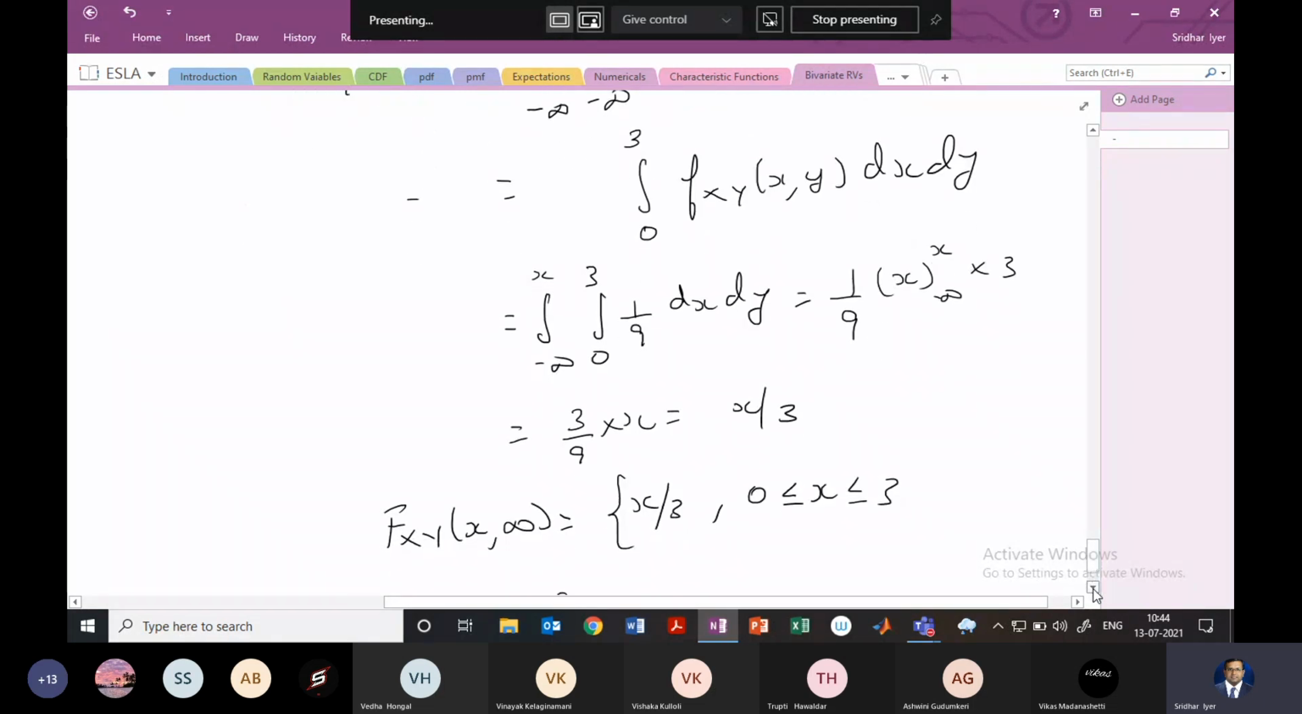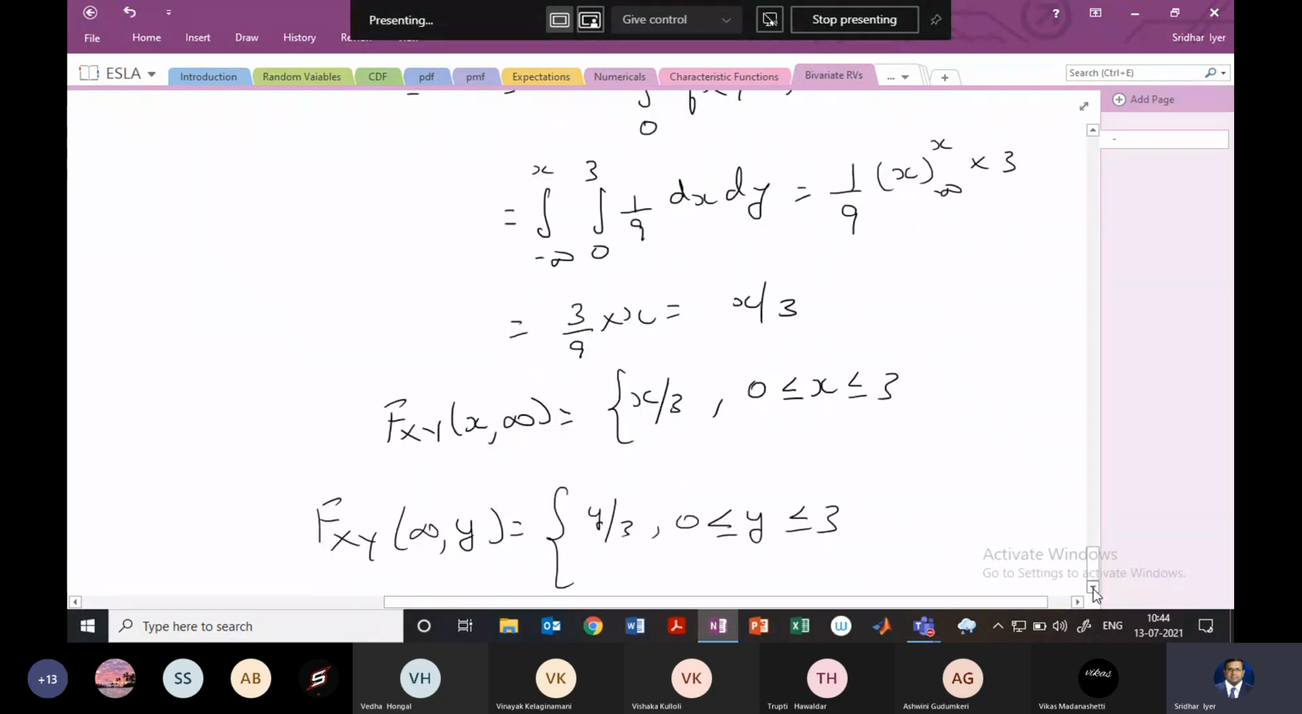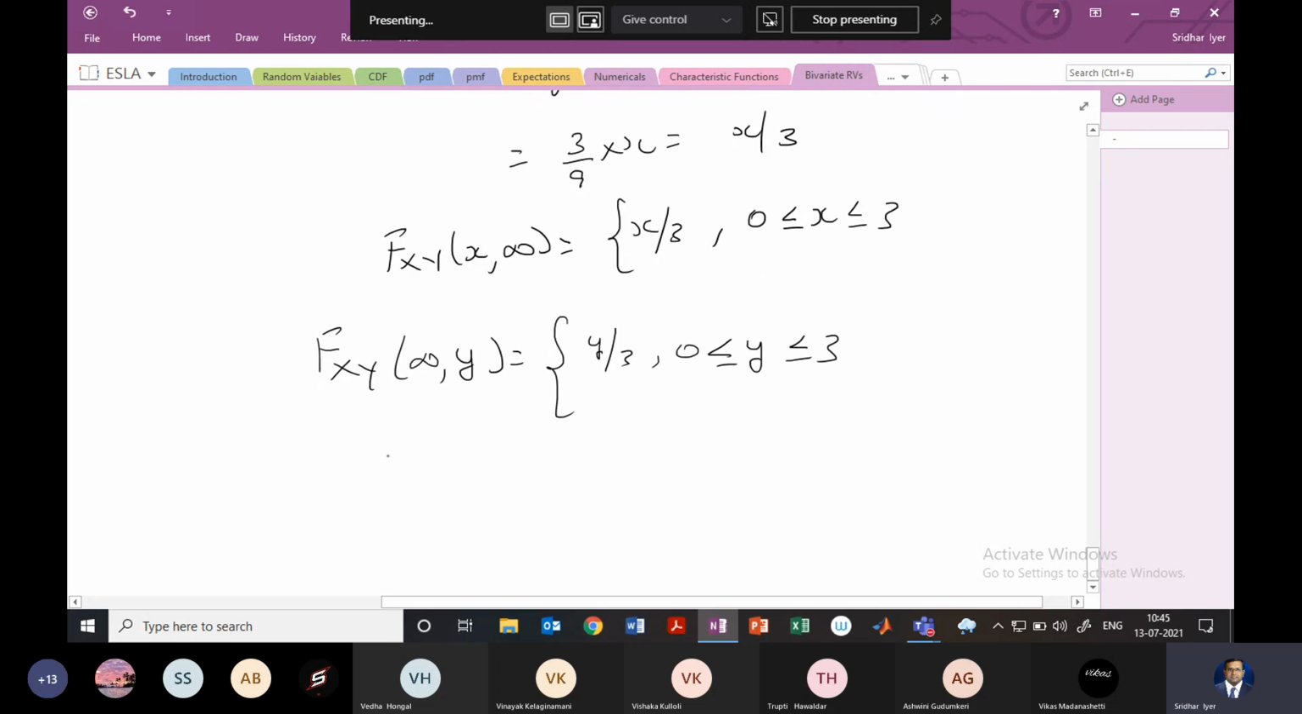So, like the last part, if you are finding fxy of infinity comma y, but your answer is x by 3, then you are definitely wrong. Infinity comma y means y should have a value and you should get your answer in terms of y. There should not be any x there. Okay. Now let's move to the last part.